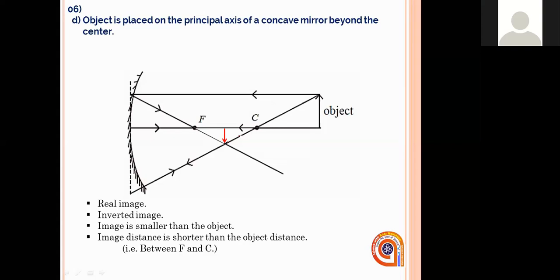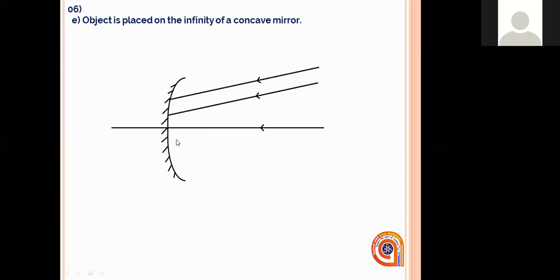So let me take the next one. Object is placed on the infinity of a concave mirror. So here the principal axis I have given you with the concave mirror. The incident ray is given there, and you can see the object is from infinity. From infinity it comes on. After it is incident, it moves towards the focal point, making the image on the focal point. You can see now, after being incident, it moves towards the focal point.